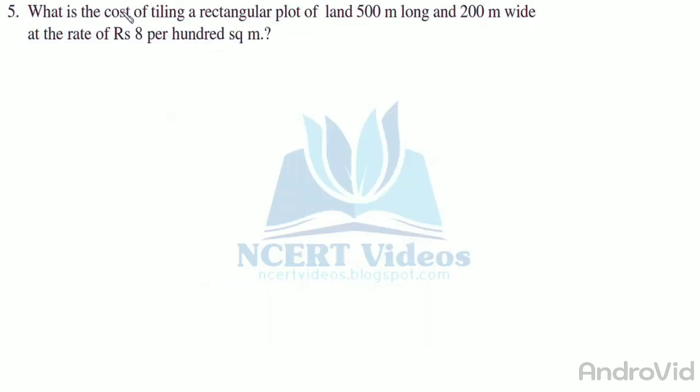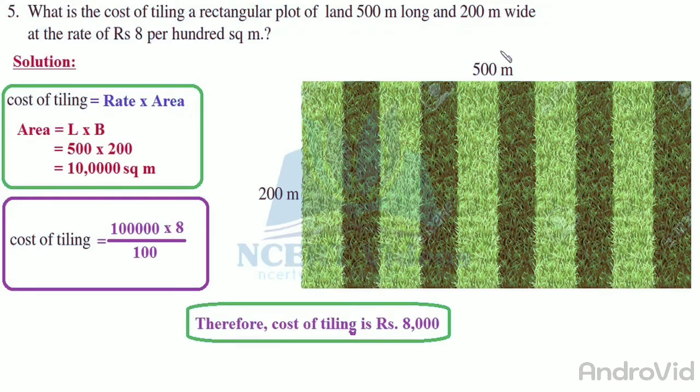Fifth, what is the cost of tiling a rectangular plot of land 500 meter long and 200 meter wide at the rate of rupees 8 per 100 square meter? So now we have to find the area first of all. This is our land. We have to tile it. So the rate is 8 per 100 square meter. The formula of cost of tiling is equal to rate into area, and we have only one thing with us, that is rate. We have to find area.